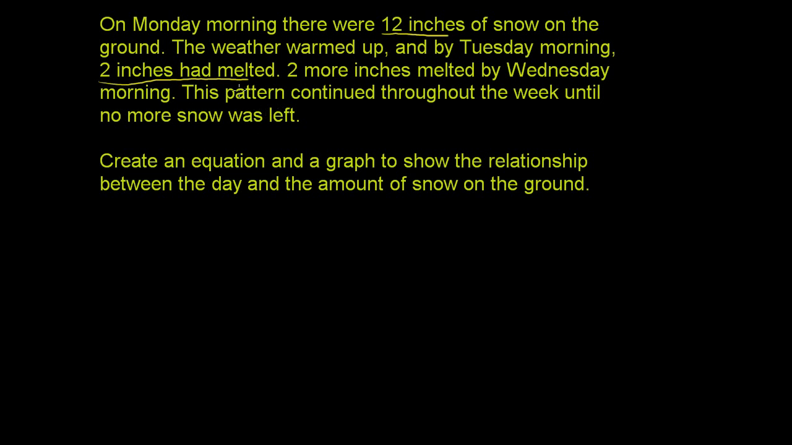So they're essentially saying that we had 12 inches of snow on the ground on Monday, and that every day after that, 2 inches melted. So after Tuesday, you would have 10 inches, and after Wednesday, you'd have 8 inches, and that pattern continued. And what they say is create an equation and a graph to show the relationship between the day and the amount of snow on the ground.